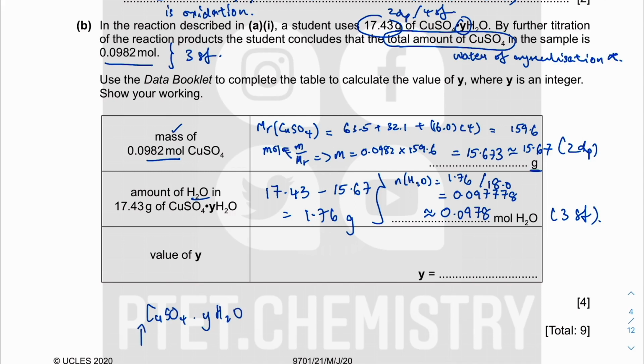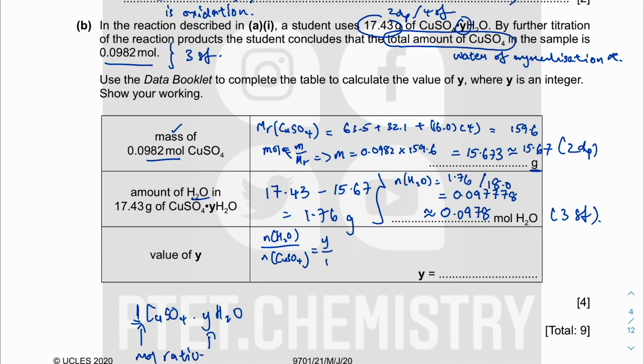It means if there's nothing in front, it means there's 1. What are these? These are mole ratio. So what is the mole ratio of H2O? So mole of H2O over mole of CuSO4, based on that formula, is Y over 1. There is Y mole of H2O and 1 mole of CuSO4 in this formula unit.